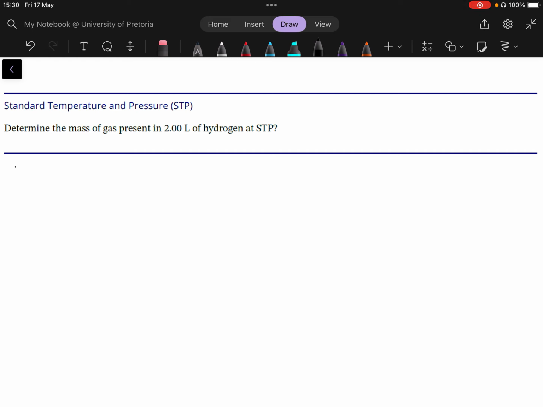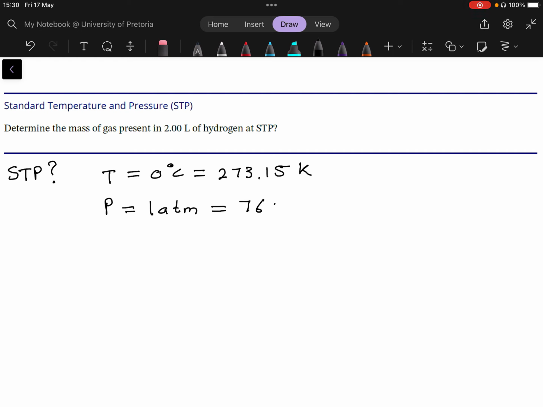Right, so the first question is, what does STP mean? Well, STP stands for standard temperature and pressure. So the temperature is 0 degrees Celsius, which is also 273.15 Kelvin. The pressure is 1 atmosphere, or 760 millimeter mercury, also known as 760 torr.